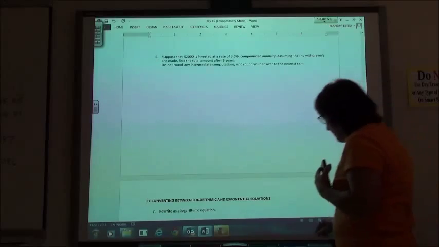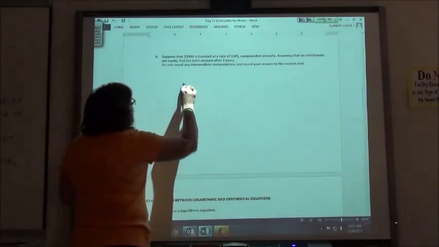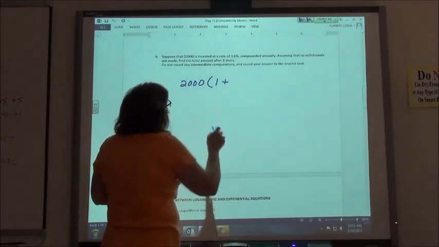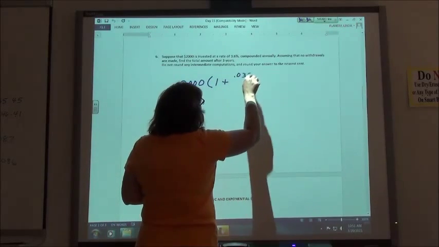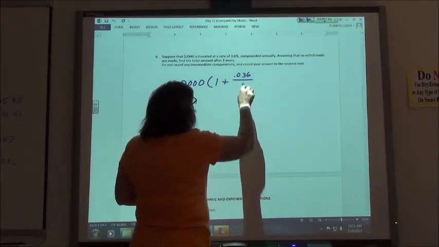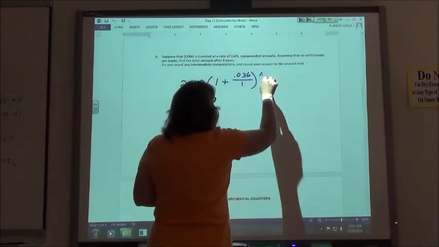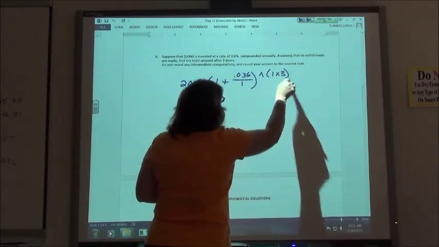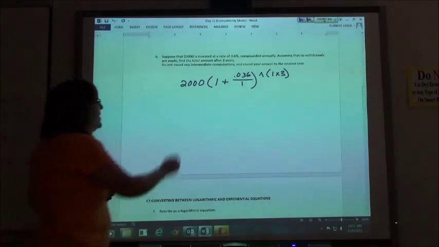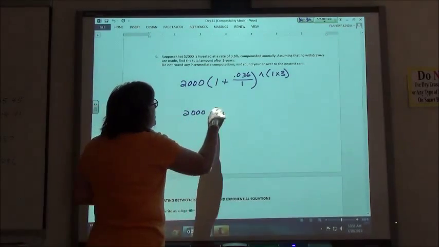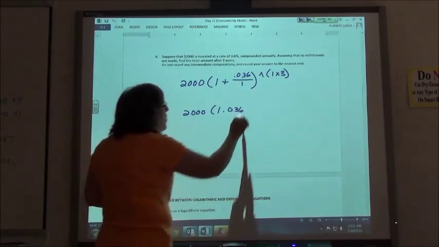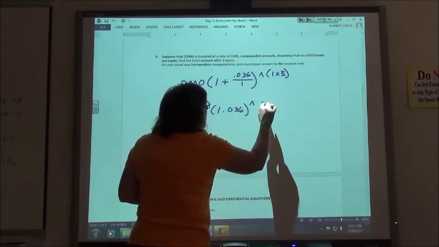So number 6, suppose that we're investing only $2,000. 1 plus my rate, 0.036, 3.6%, compounded annually, so once a year, and 1 times 3. So since this one's compounded annually, you can see if I simplified this, 2,000, 1.036, since that's divided by 1, to the 3rd power.